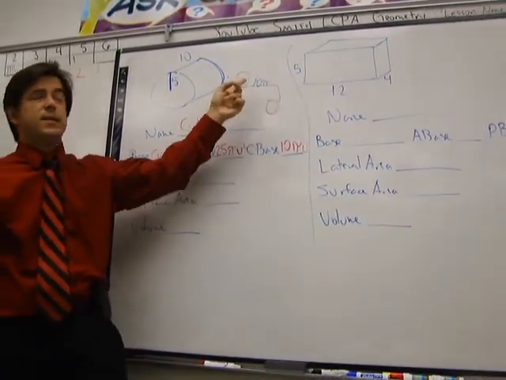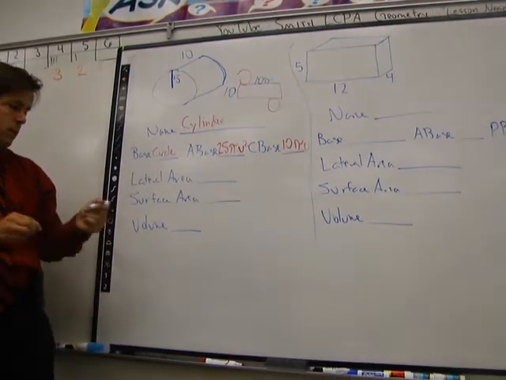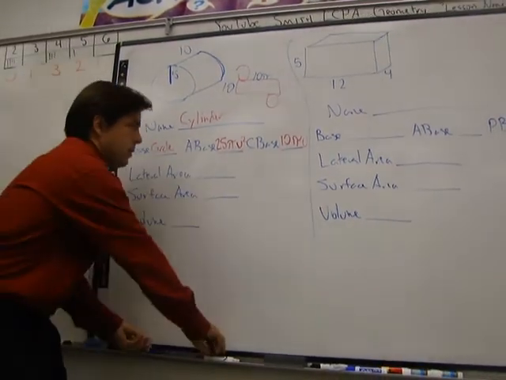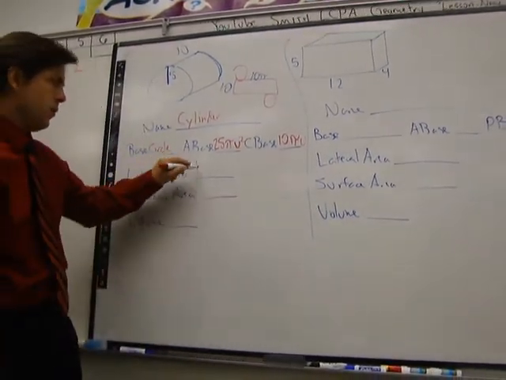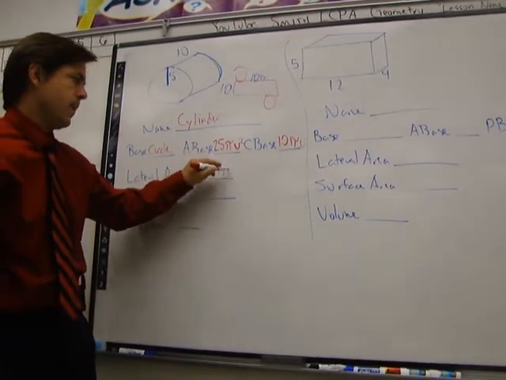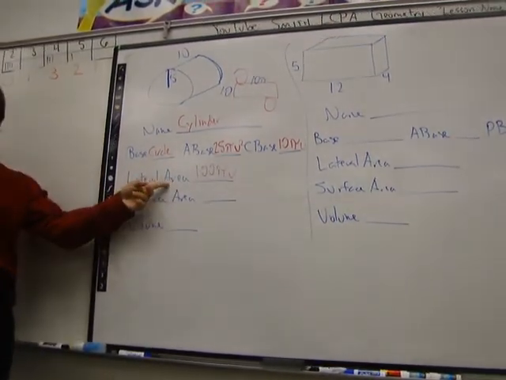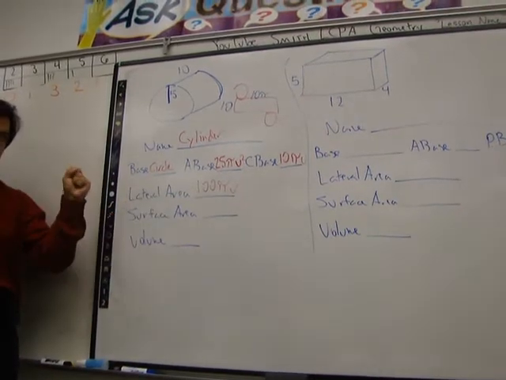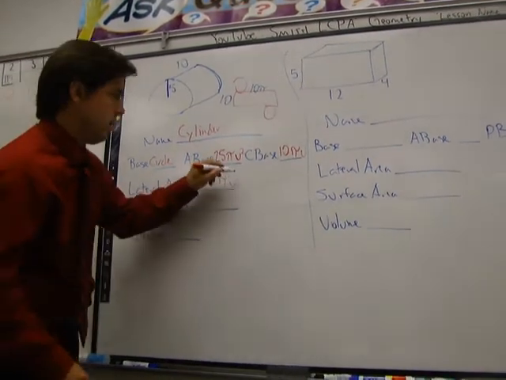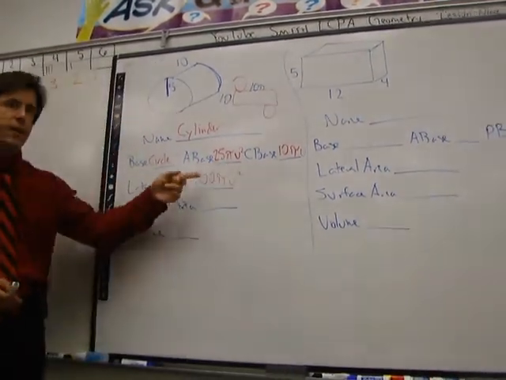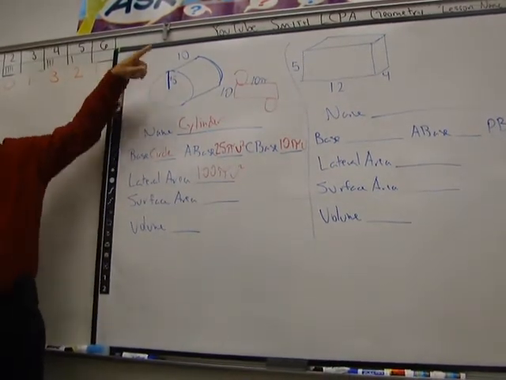So what is 10 times 10 pi? 100 pi. Now don't rush. Is this an area or a volume? Area, so squared. Good. 100 pi units squared is the lateral area.